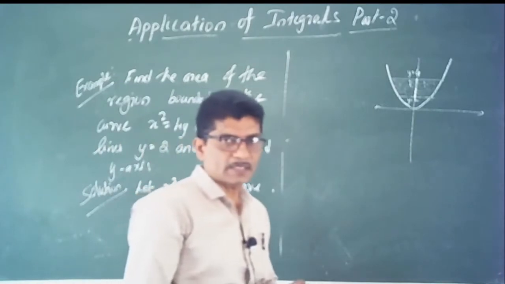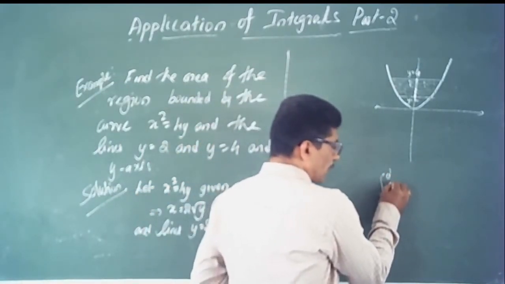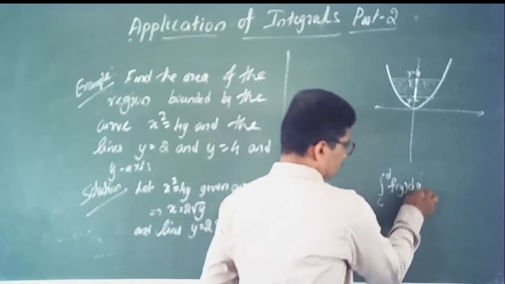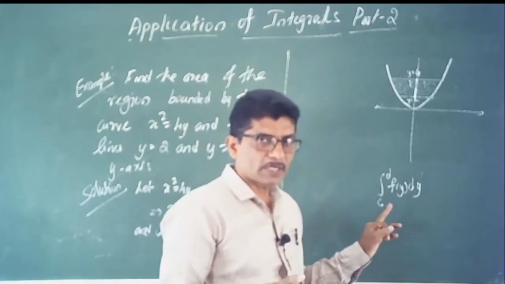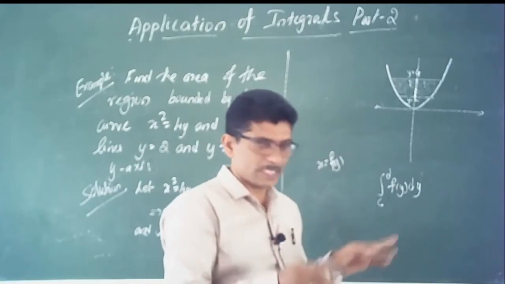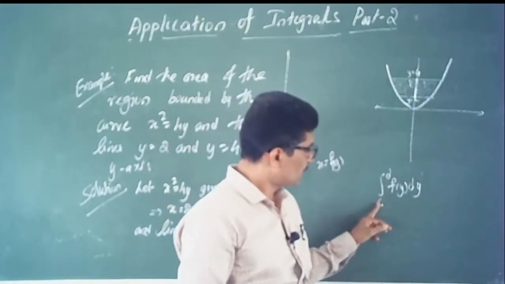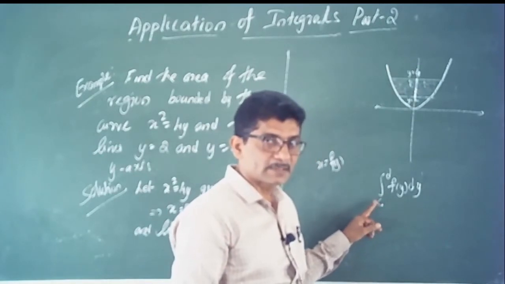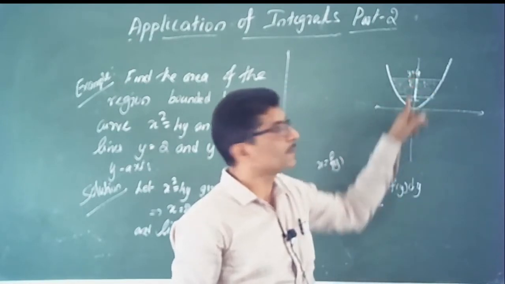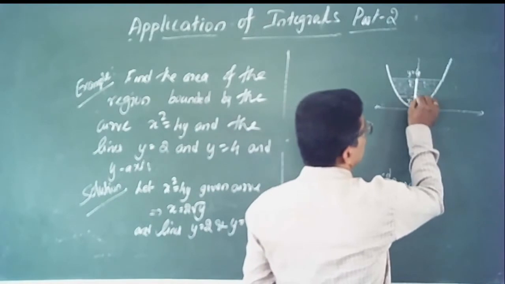Here you know that the integral from c to d of x dy, that is f of y dy, is the area bounded by the curve x is equal to f of y, the lines parallel to the x-axis, y equal to c and y equal to d, and the y-axis. These are the boundaries.